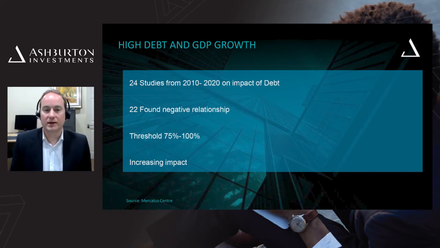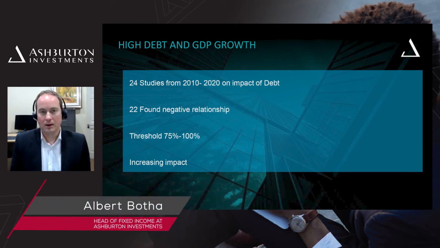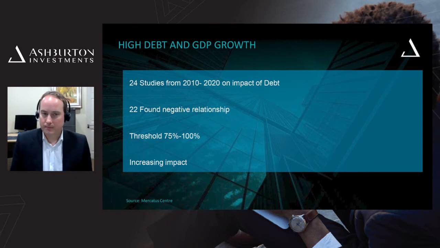Now, in 2010, 2011, there was a famous study by Reinhart and Rogoff, and there were some issues with the study that were later found. But during the 10 years after that, there were 24 studies that investigated a similar principle, to investigate the impact of high debt on GDP growth. Of the 24 studies, 22 found that the higher a country's debt becomes, the slower its growth becomes. And that threshold is somewhere between 75% debt to GDP and 100% debt to GDP. And the higher it becomes, the bigger the effect becomes.